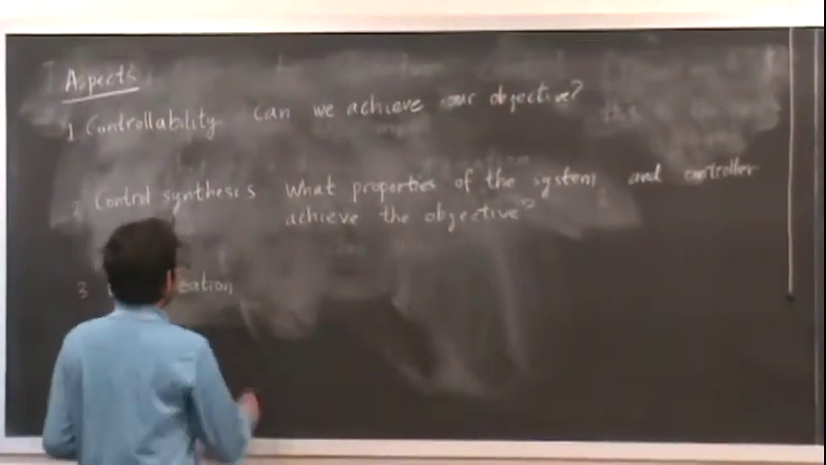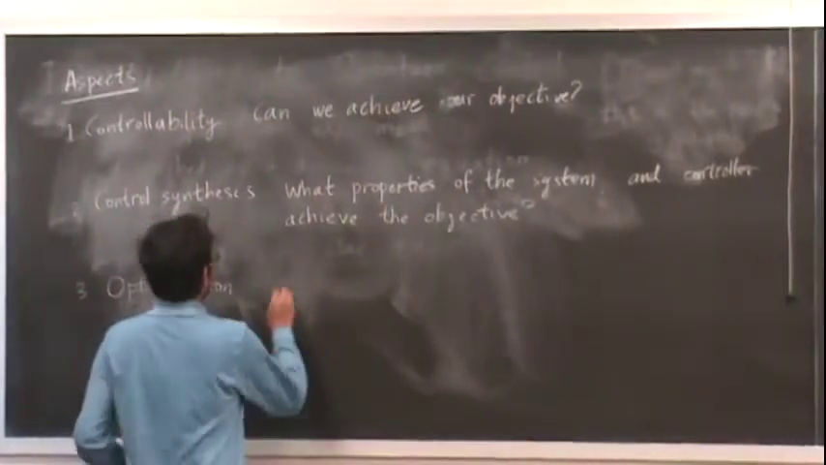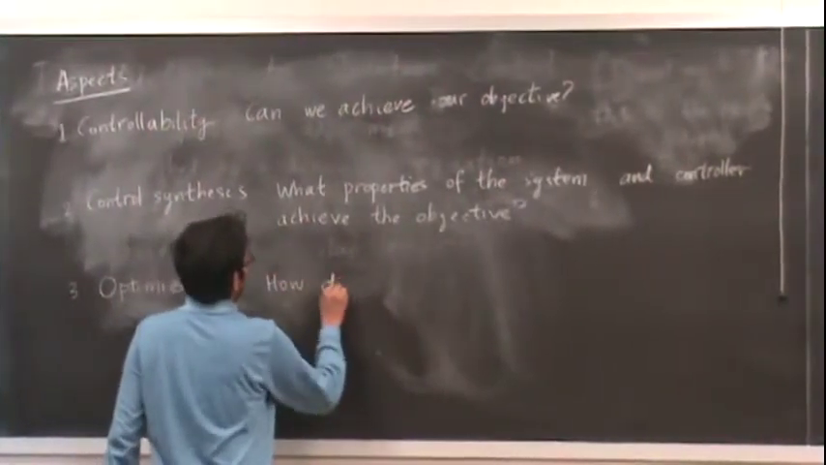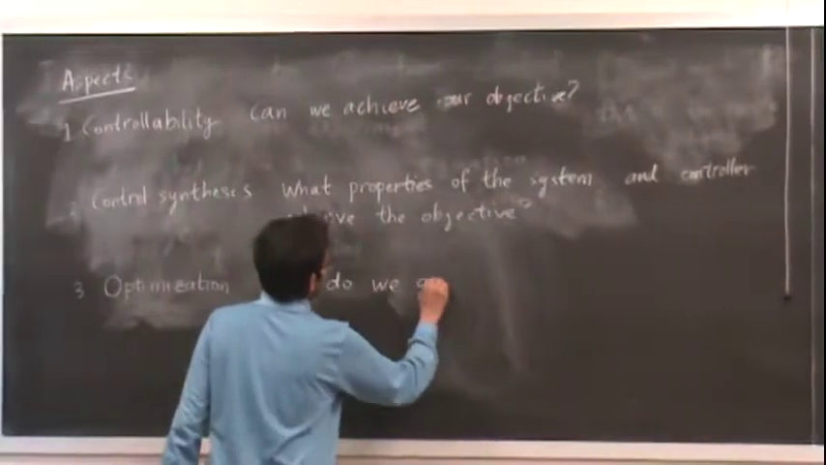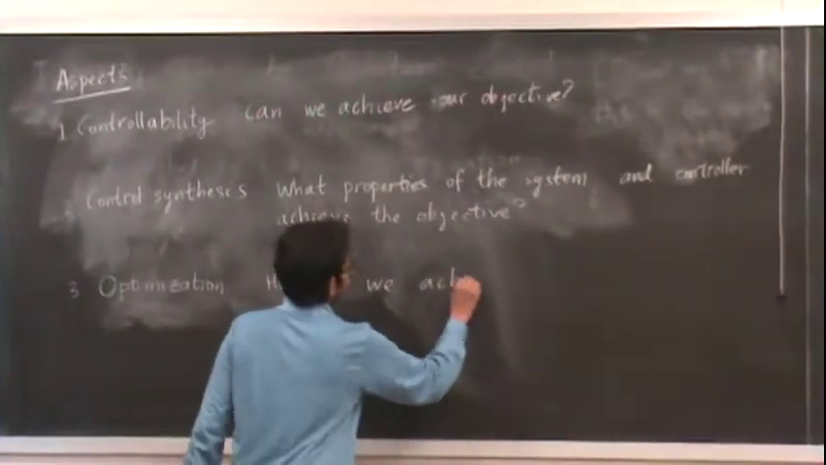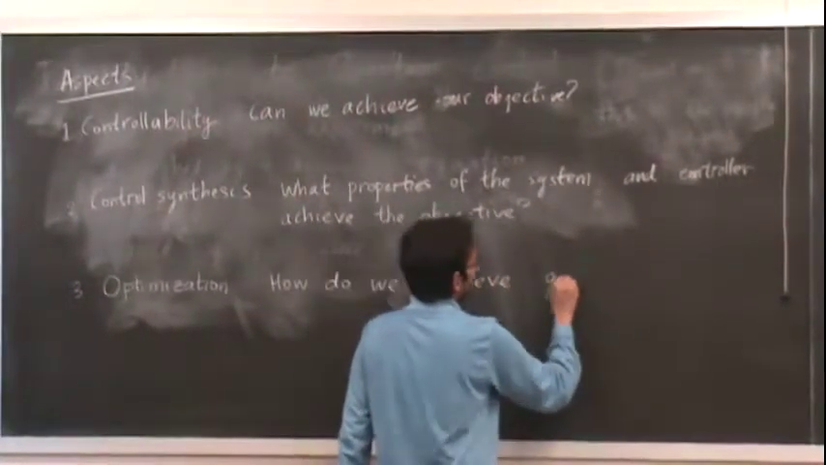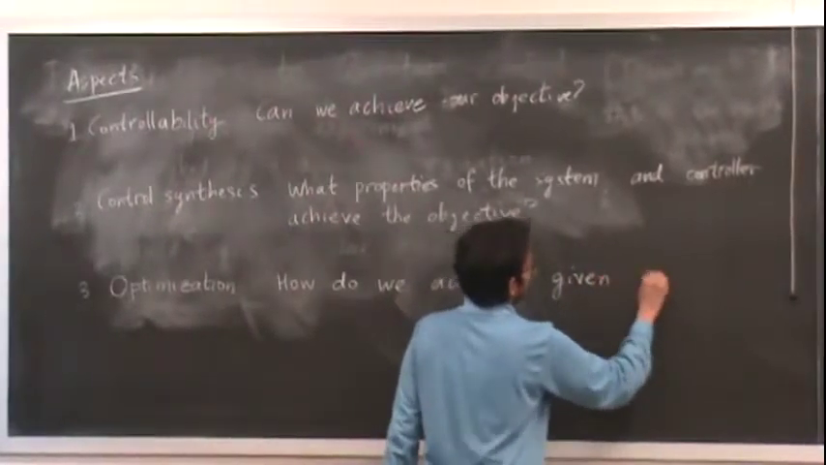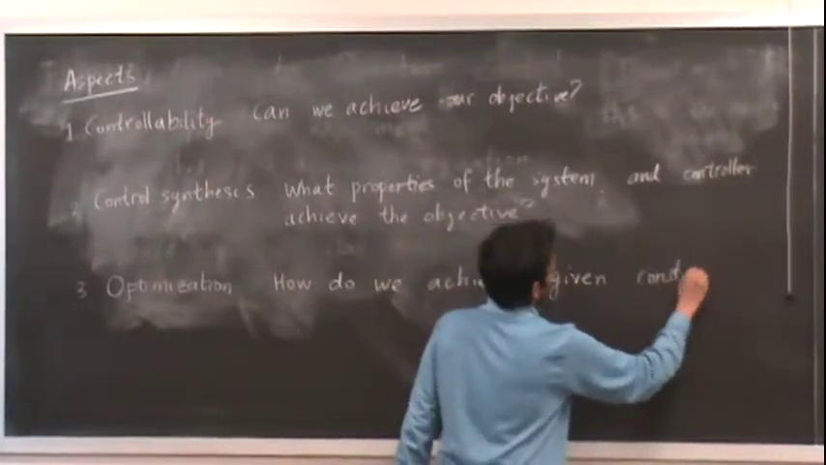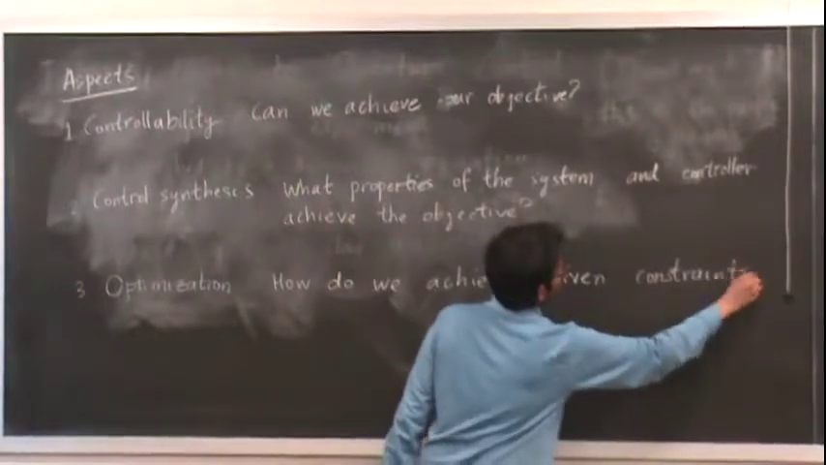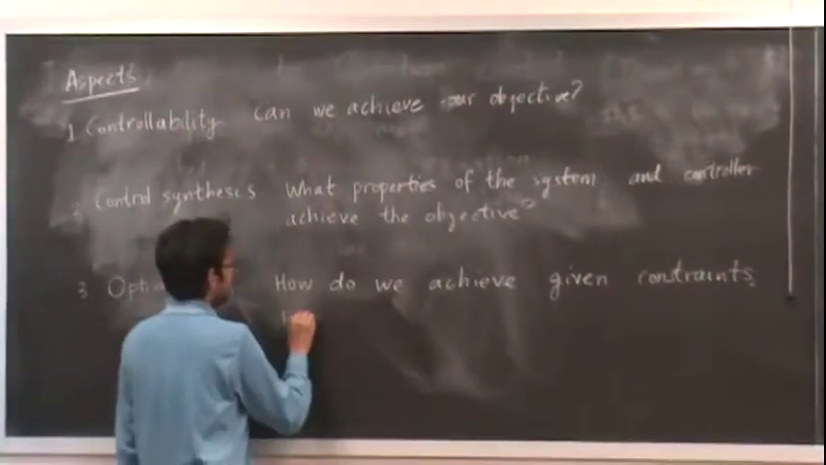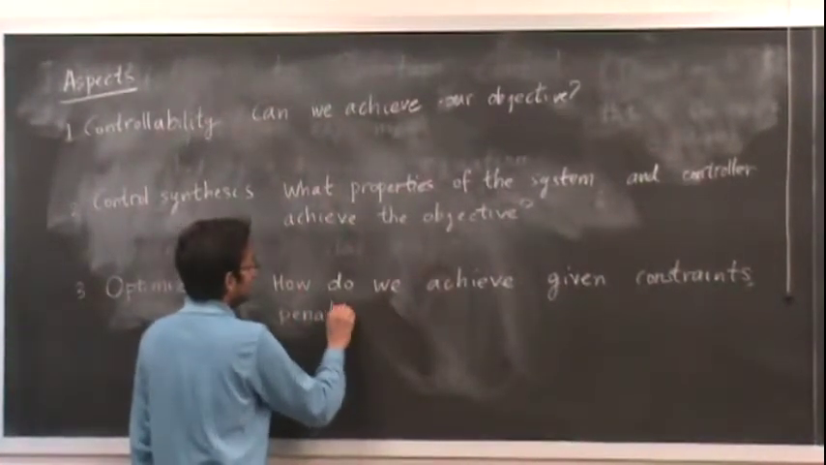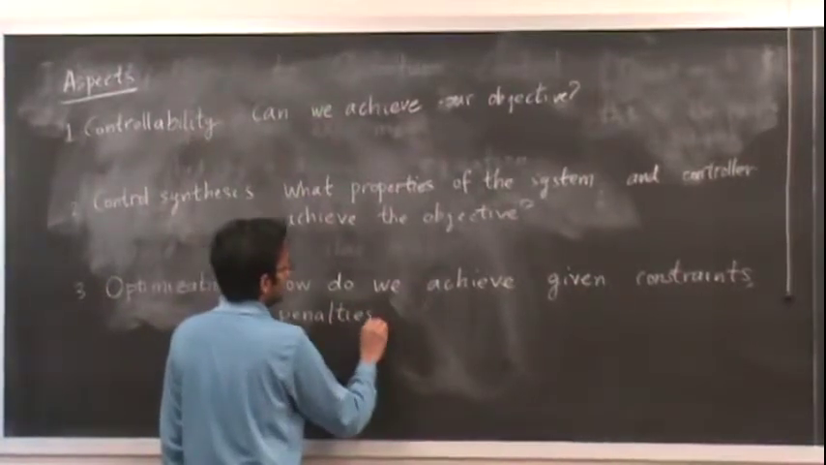And finally, optimization is about how we get there, or how we achieve this, given, of course, some constraints that model our experimental system, some penalties. For example, we might have some forbidden state that we don't want to get into, etc.